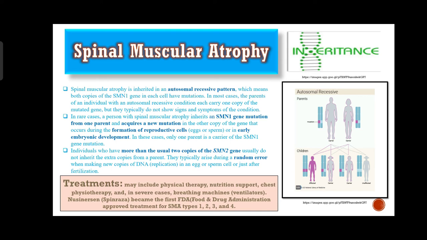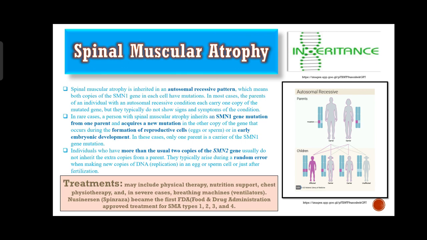Individuals who have more than the usual two copies of the SMN2 gene usually do not inherit the extra copies from a parent. They typically arise during a random error when making new copies of the DNA, during replication in an egg or sperm cell or just after fertilization.